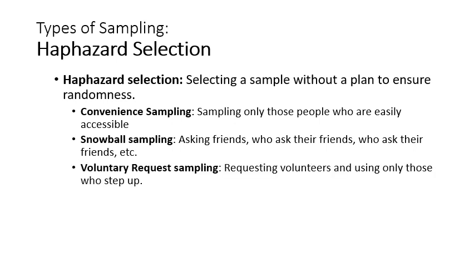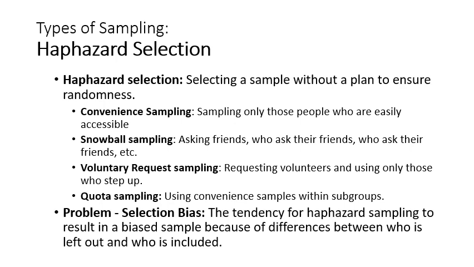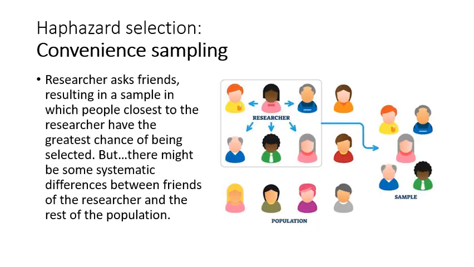Voluntary request sampling is just requesting volunteers in some way and only using those who step up. Quota sampling, using convenient samples within subgroups instead of random samples from subgroups. And our problem is selection bias, the tendency for haphazard sampling to result in a biased sample because of differences between who's left out and who's included.